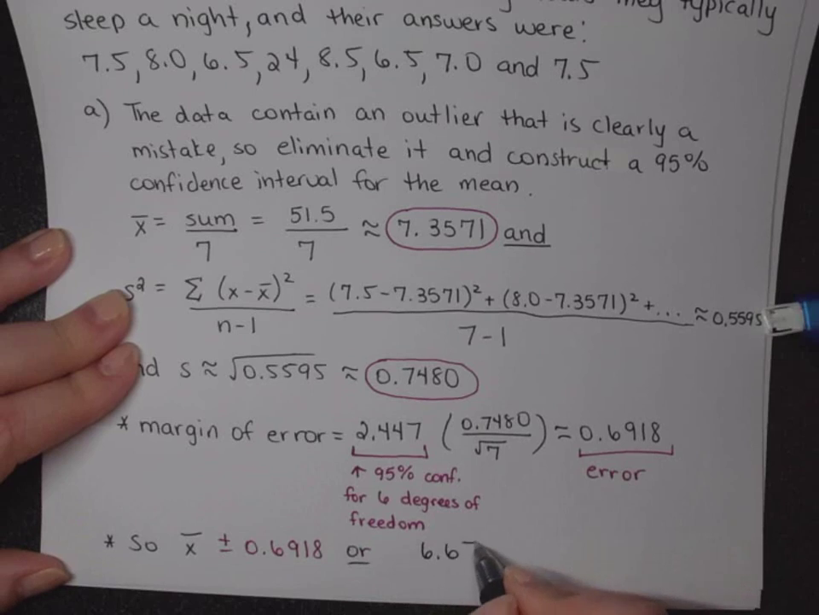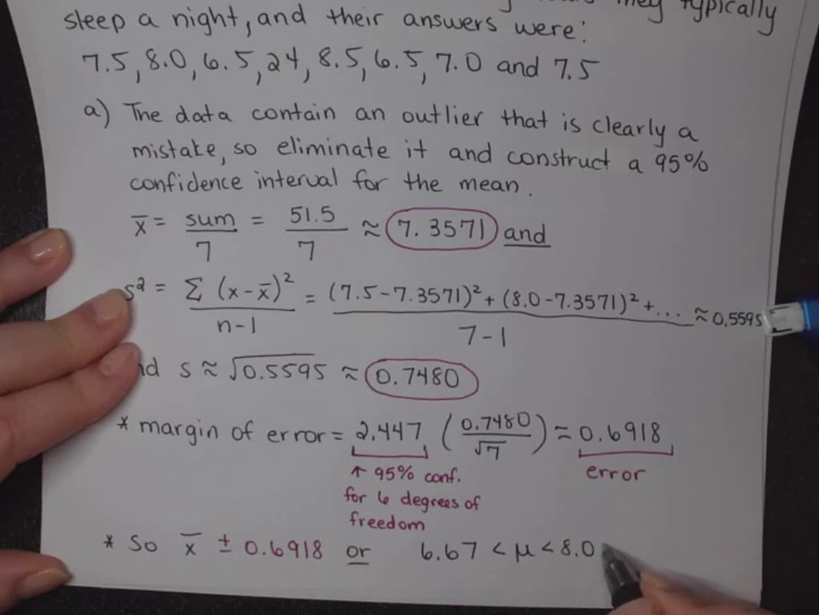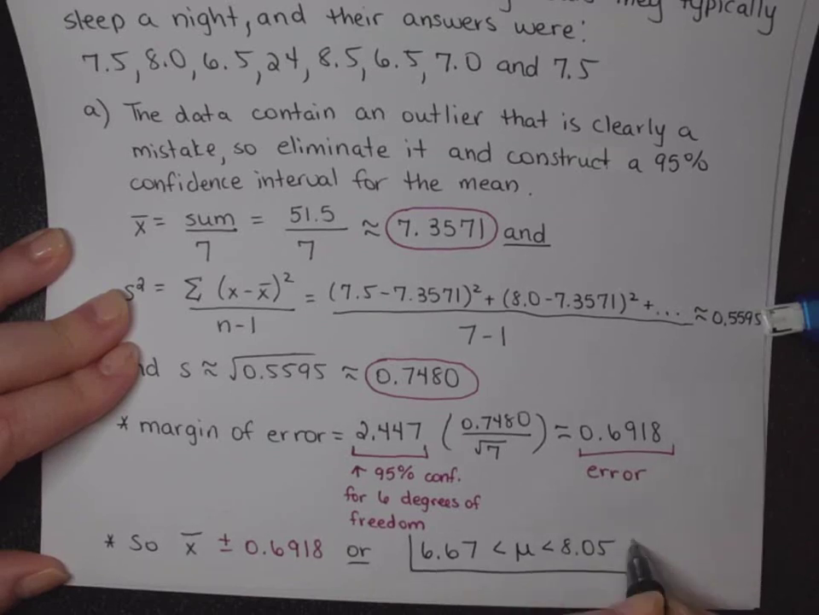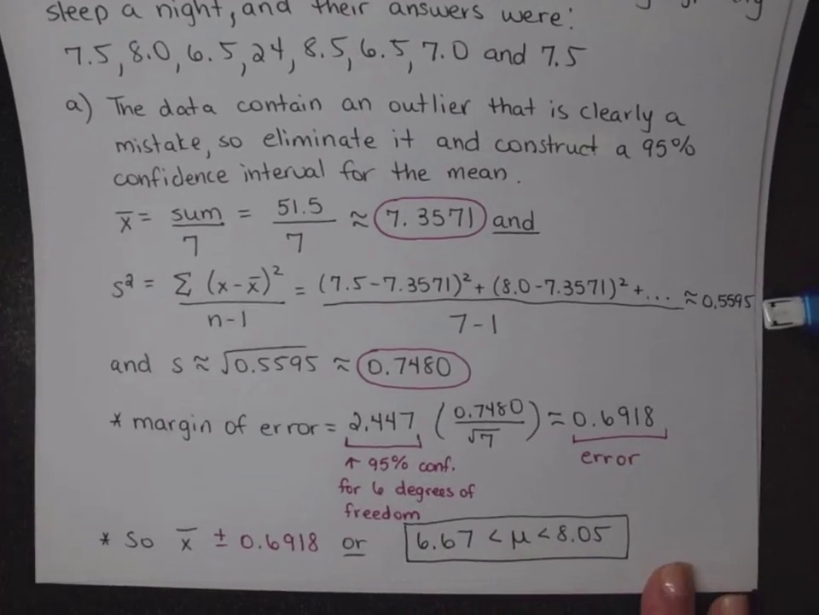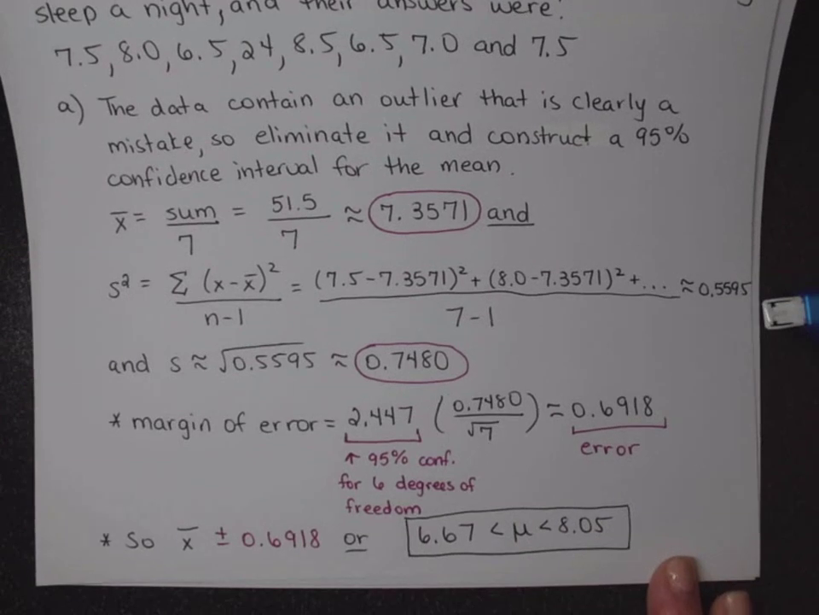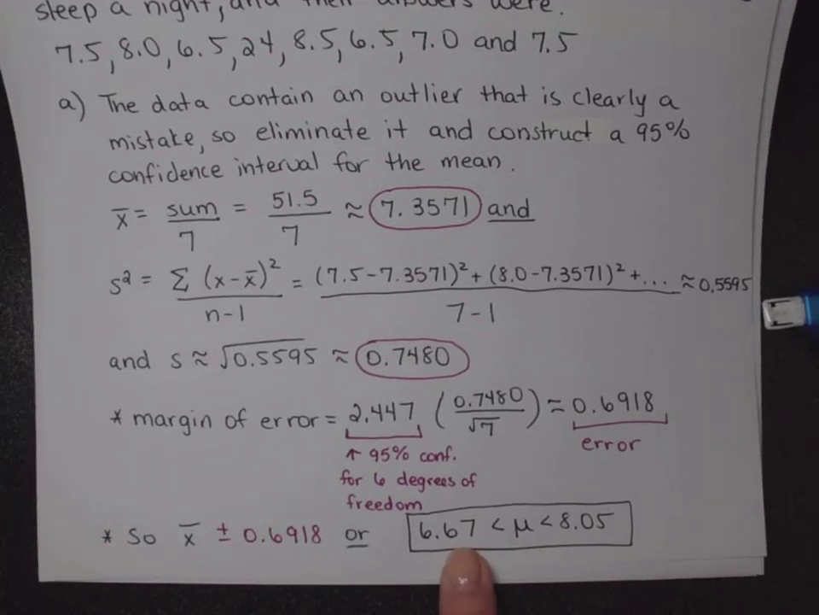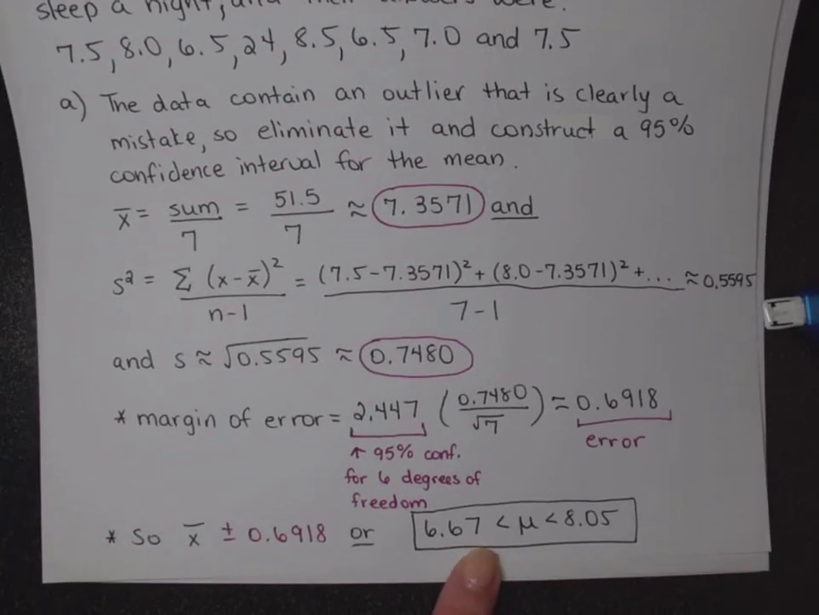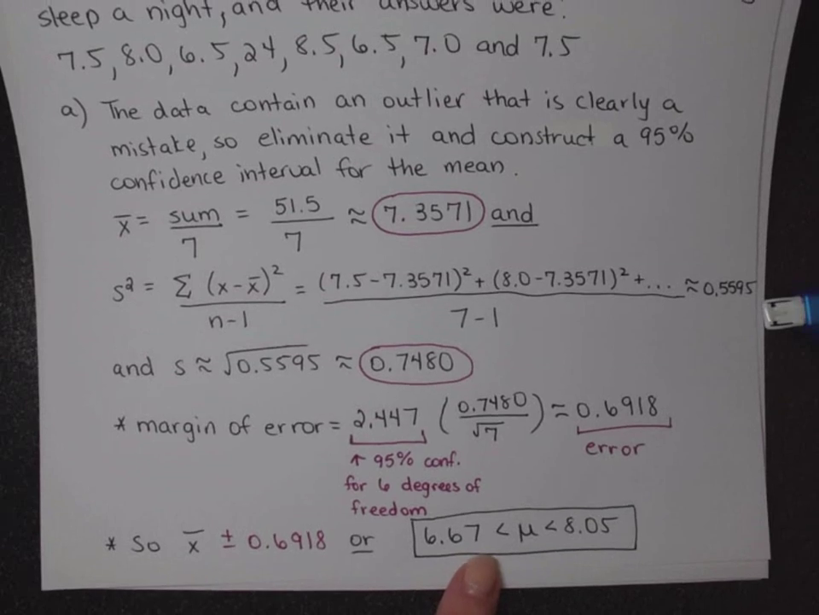Or between 6.67 and 8.05. In other words, judging by these few sleepers, these 7 sleepers, we can judge that probably the population of college students as a whole gets somewhere between 6.67 hours of sleep and 8.05 hours of sleep with a 95% confidence.